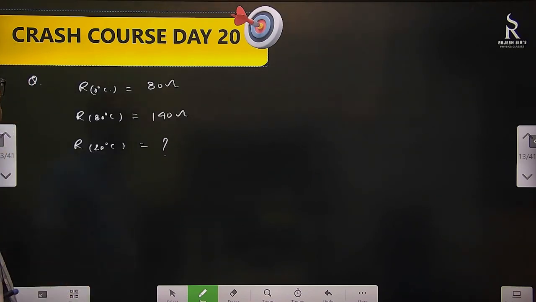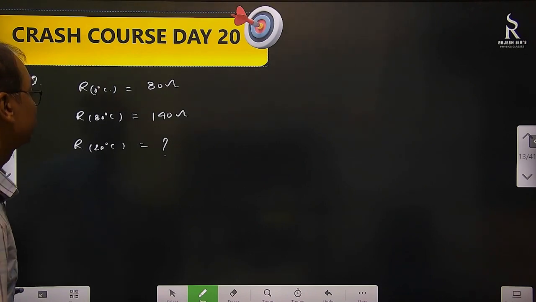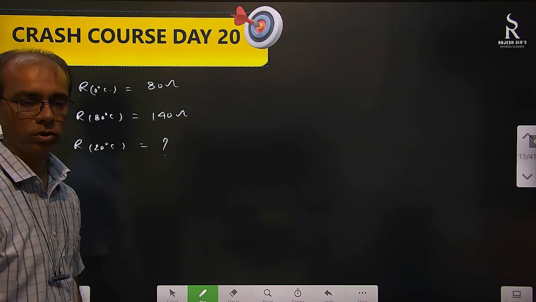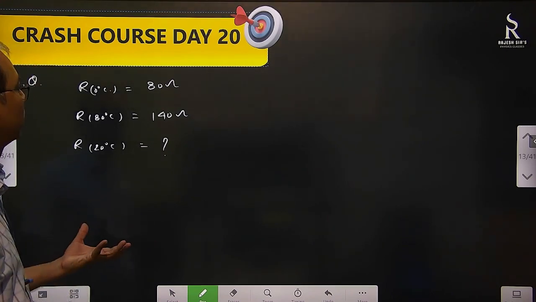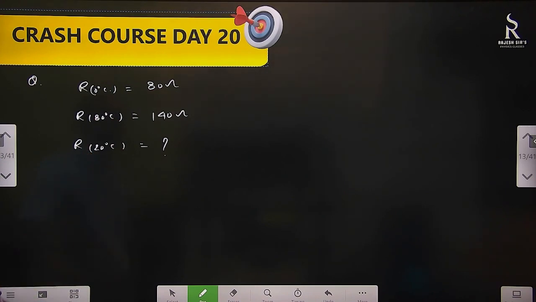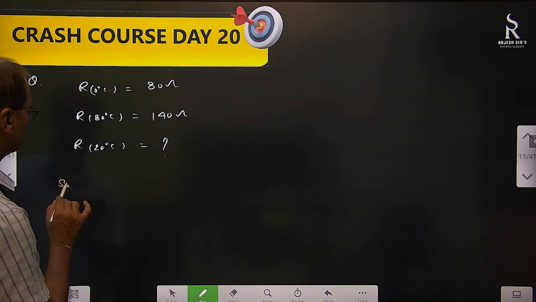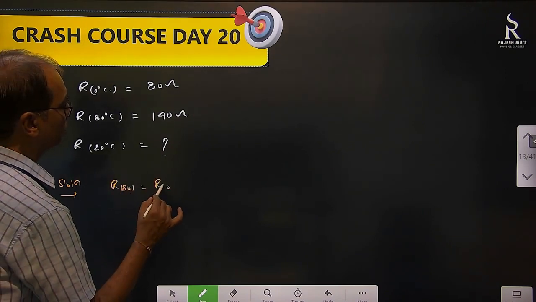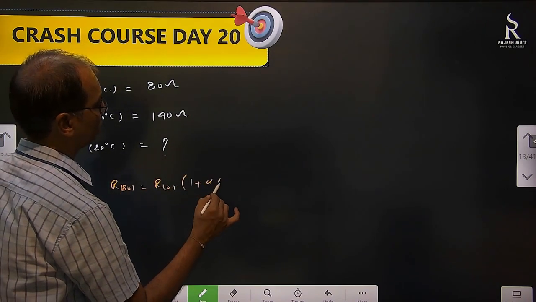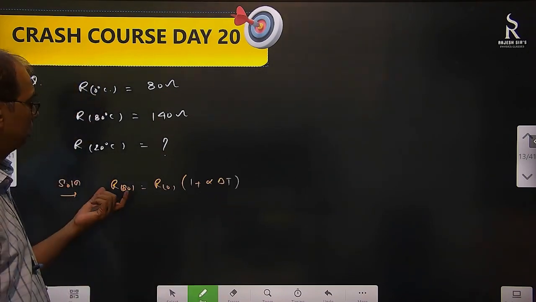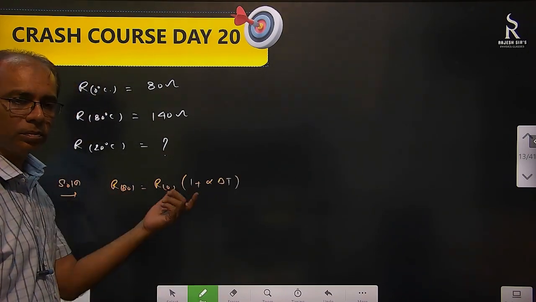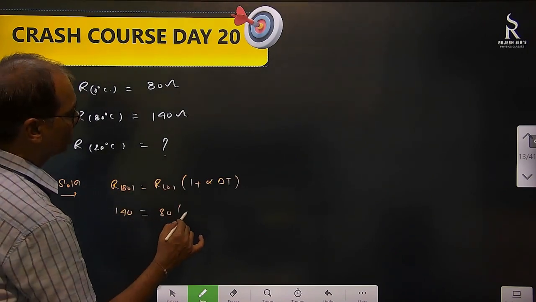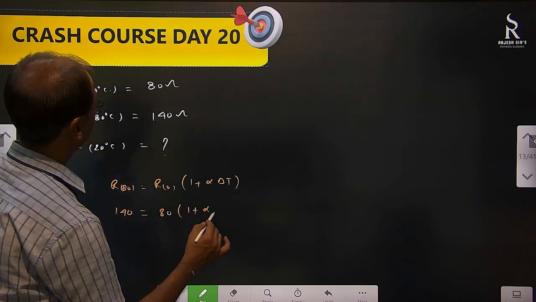Okay, next one. R at 0 is 80, R at 80 is 140, R at 20 is what? Now in this one, they can ask you alpha also. So if they are asking alpha, then what do you do? These two relations we have. We can write R at 80 like the previous question. R at 80 equals R at 0 into 1 plus alpha delta T. This is given, this is given. Can we get the alpha value? Yes, obviously. This is 140, this is 80. This is 1 plus alpha, and here is how much? 80.